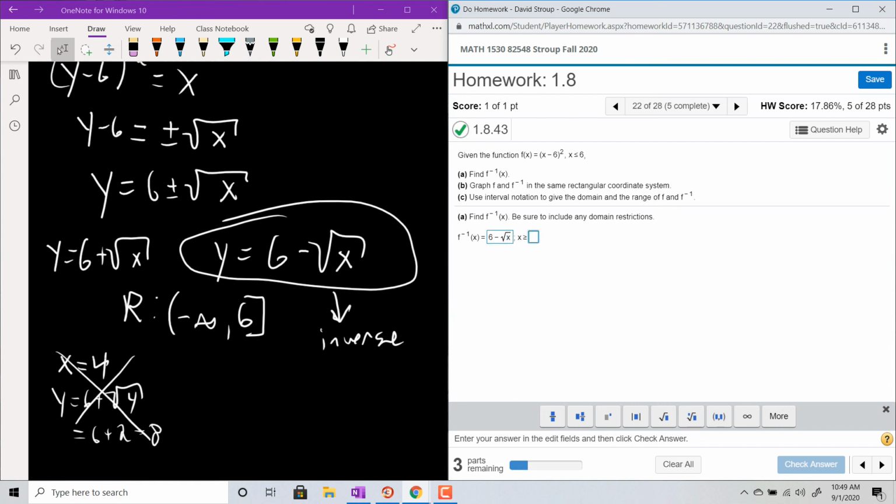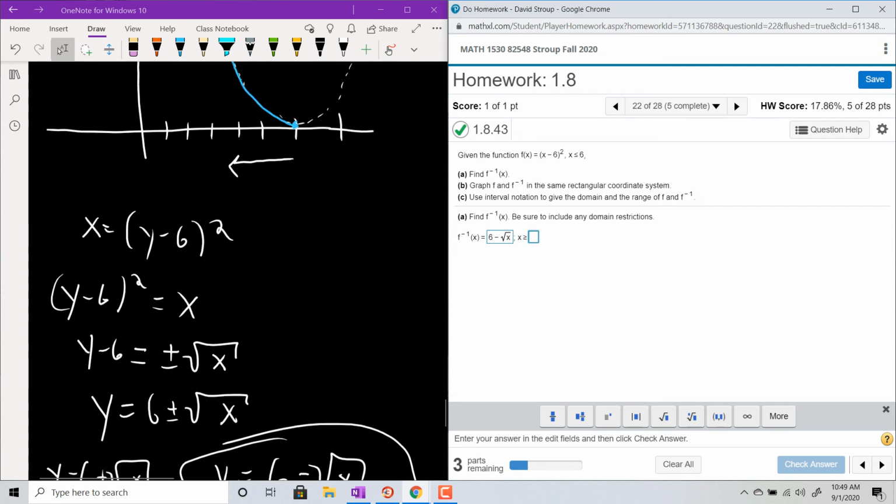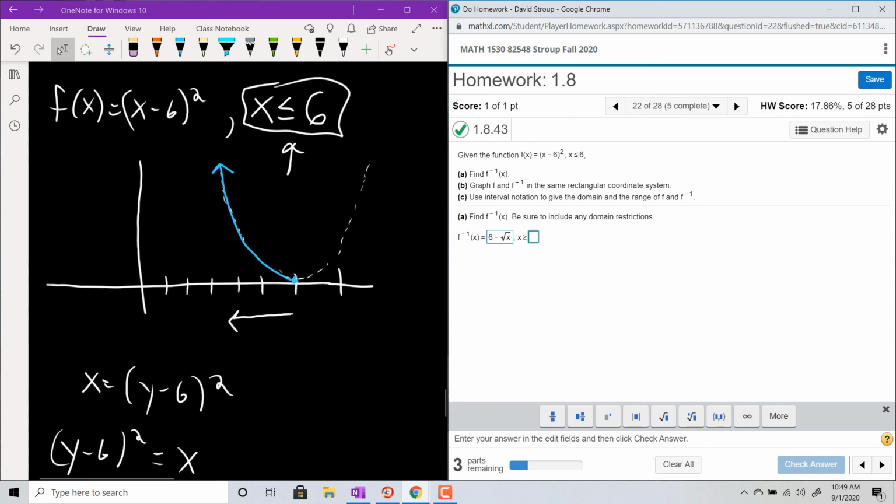And then x is greater than or equal to, well, that's going to be the range of f of x, right? And the range of f of x is x greater than or equal to 0. And I just found that by looking at the graph. Okay.